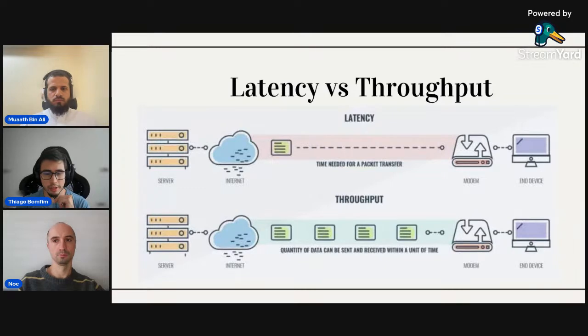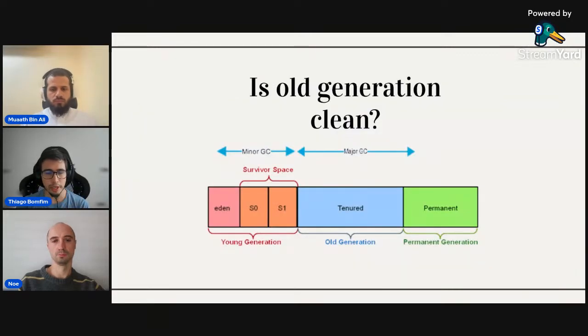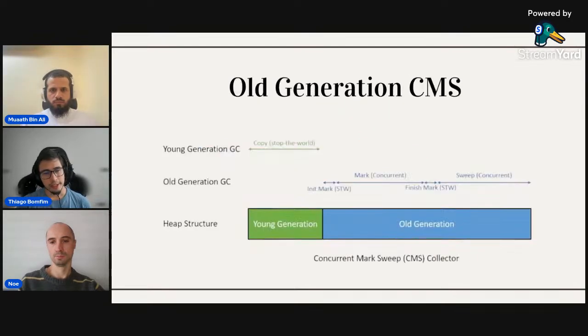So let's get back to the old generation. How does this work? We saw the young generation. How about the old generation? So let's see the old generation for the CMS. Okay. So we have a lot of STW executions. Actually, we have two phases that are STW, stop the world. This means that the latency will be high because all the application will stop.